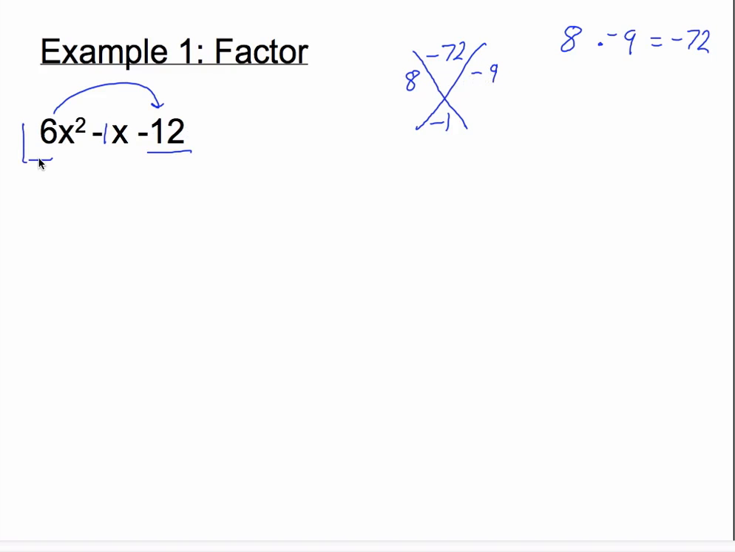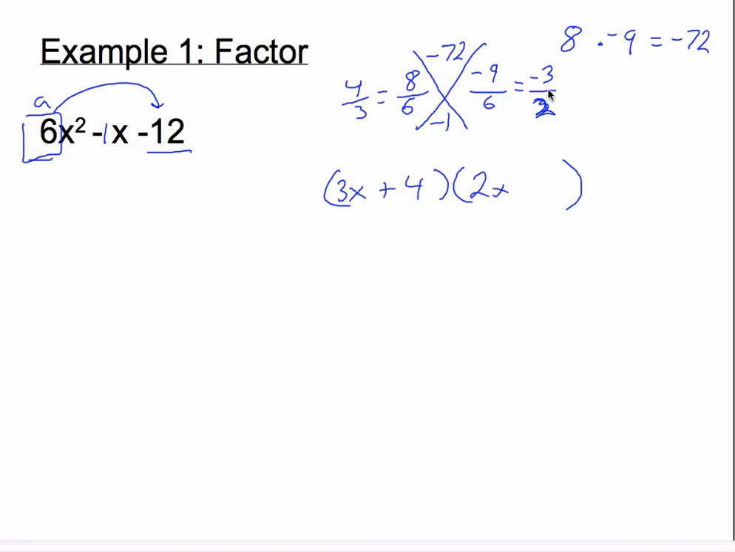Okay, now next what you have to do is take the a value and divide each of the numbers we just found by that number, which is 6. And then we're going to simplify the fraction. And we get -3 out of 2. And over here we get 4/3. So what you do now is you set up your two brackets for factoring, and the denominator is going to be 3x, and the numerator you're going to have 4, and over here you're going to have 2x, and the other number is going to be -3.